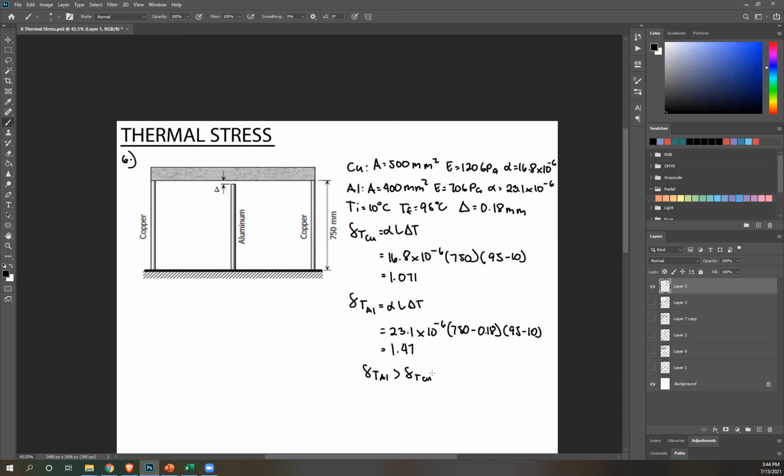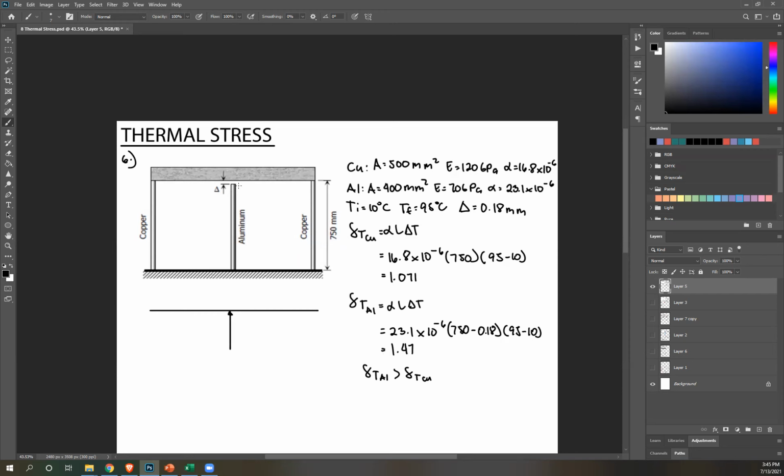And then comparing, the elongation of aluminum is greater than that of copper. It exceeds the gap and exceeds the deformation of copper. So what does that mean? That means after reaching a temperature of 95, this is what's happening. Okay, gonna draw the free body diagram. So now your copper is pushing upward. Your aluminum is pushing upward because again, it has a greater elongation.